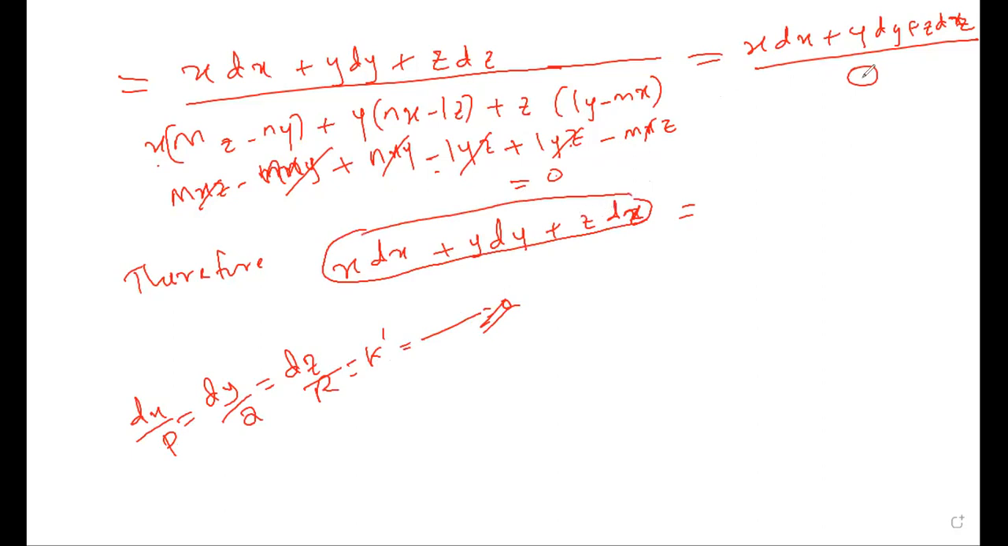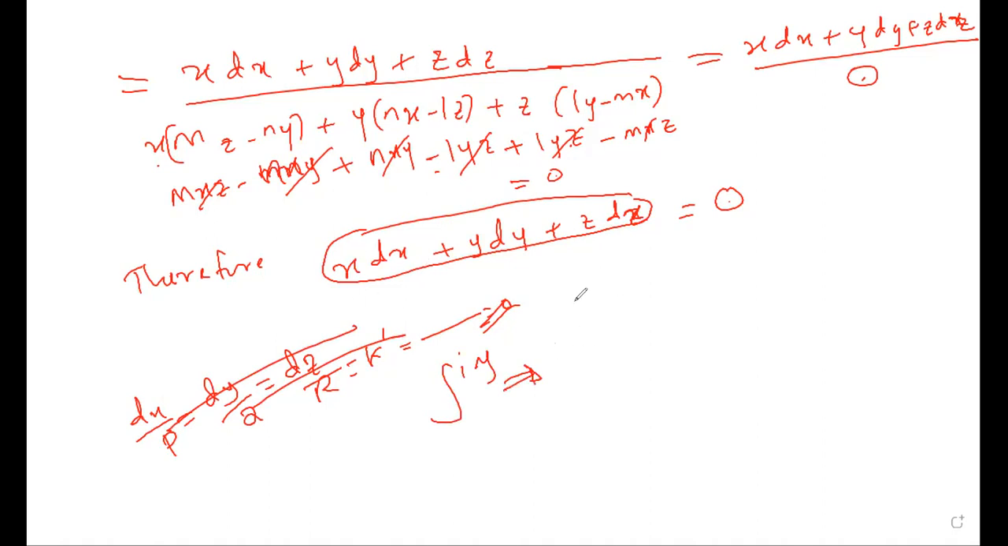If the denominator is 0, this numerator should be equal to 0. So in that sense, you can either multiply each term by 2 and take the integral, or otherwise you can take integration. Integrating this equation, you will get our C1 equation.